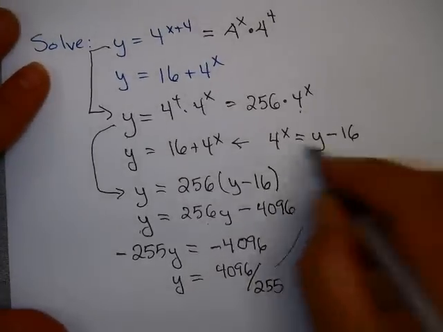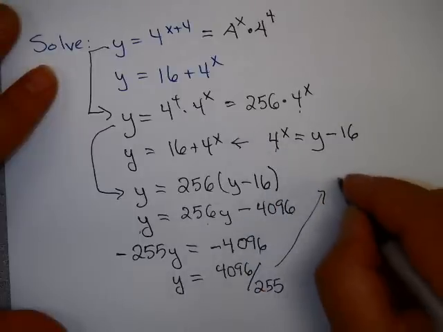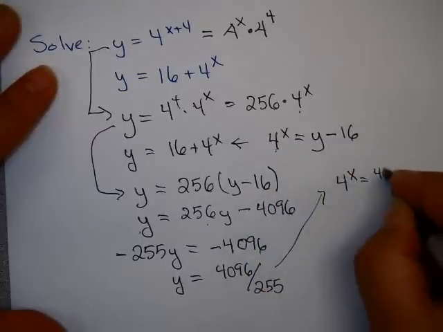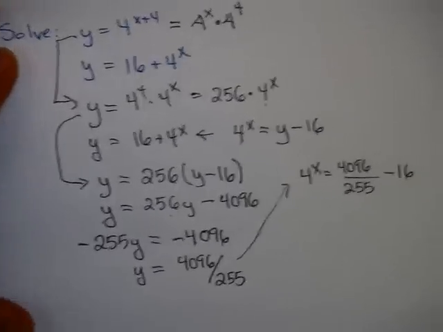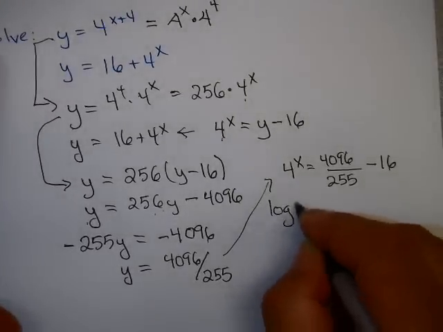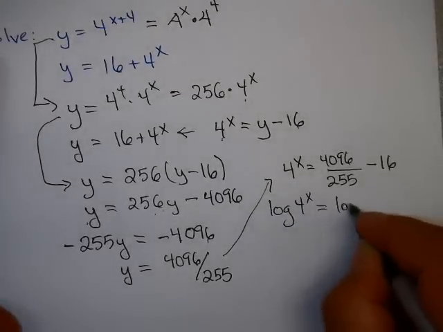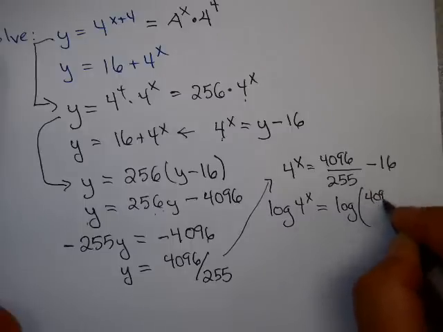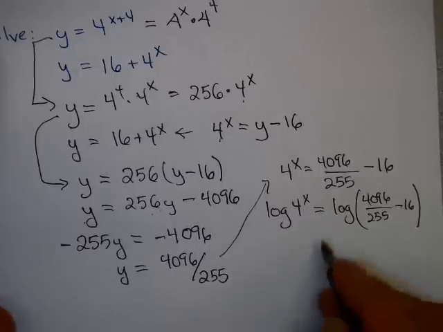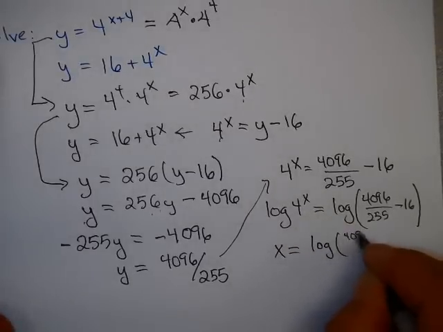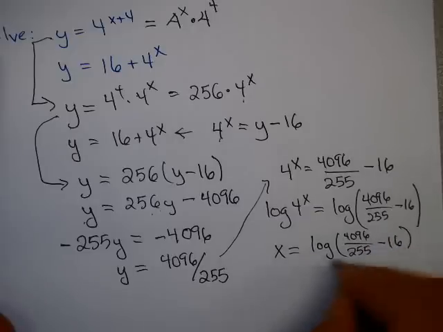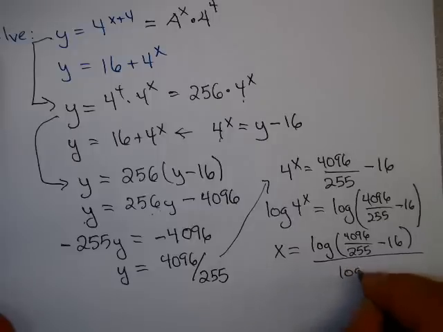Now, to find the answer for x, well, that's pretty easy. 4 to the x equals 4,096 over 255 minus 16. Okay. Remember, use your logarithms, and there's no reason to turn this into a decimal to start with. Your calculator can do all this calculation for you. Just leave it exact, like it is right now. Then bring the x down and divide by log 4, and here's your answer. Log of 4,096 over 255 minus 16, over log 4.